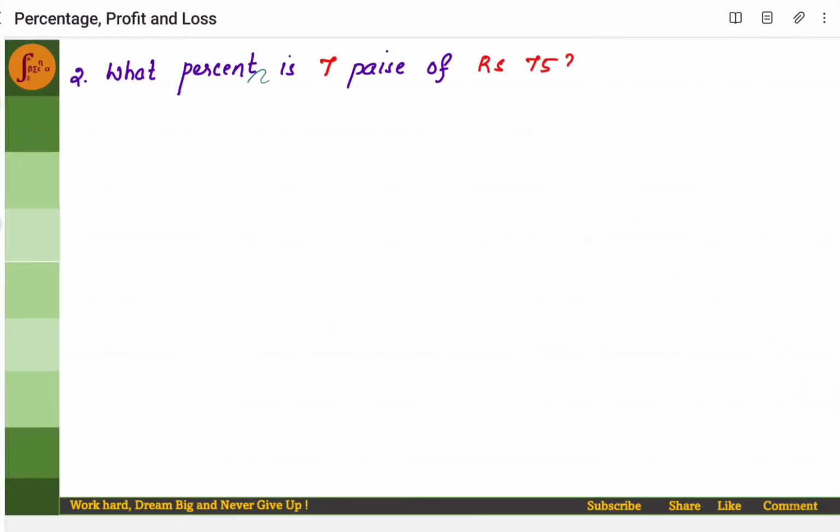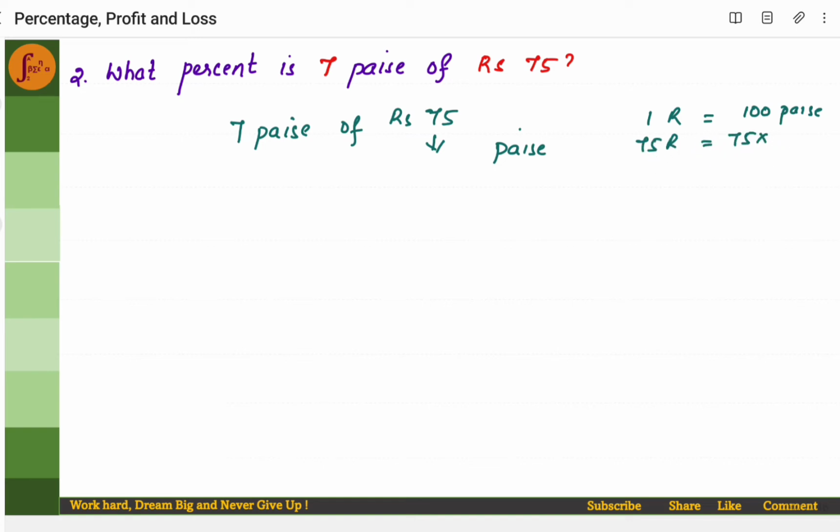Now, let's solve the second problem. What percent is 7 paise of rupees 75? You have to find the percent. We'll convert 75 rupees to paise first. The unit should be the same. 1 rupee is 100 paise. So 75 rupees would be 75 into 100, so it will be 7500 paise.